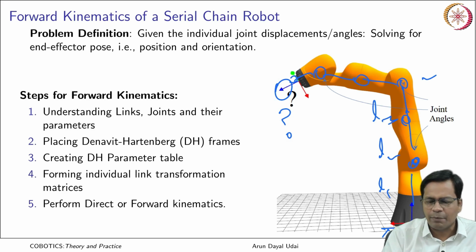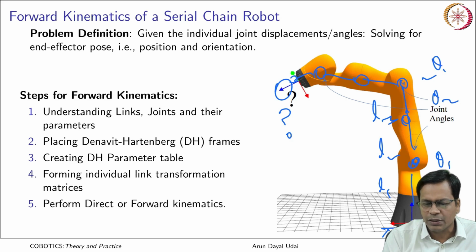You know the link dimensions, you know the geometry of the link, where all the joints are placed. So knowing the joint angles theta 1, theta 2, theta 3, each joint angle, you can calculate the end effector position. Doing this problem is known as a forward kinematics problem.